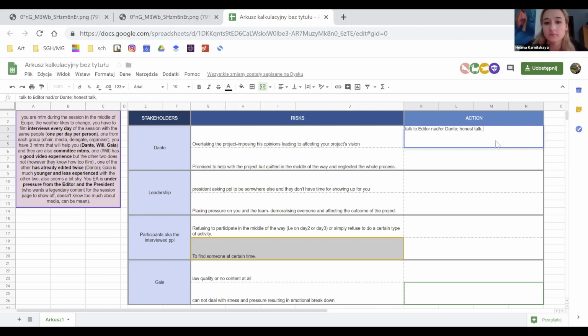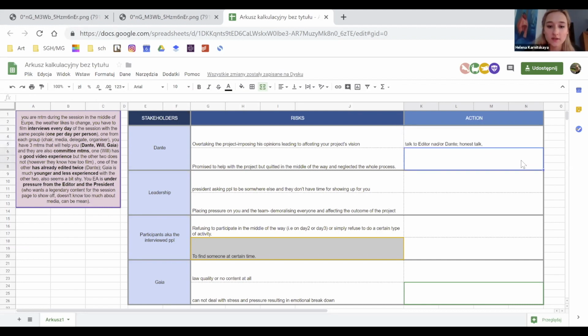Mm-hmm. Yeah, I agree that going to the editor is the last thing you can do, and the first one is definitely to talk to Dante himself first. Maybe he'll just be friendly and nice enough to agree that you're the one in charge, and he was not aware that he was taking the lead.